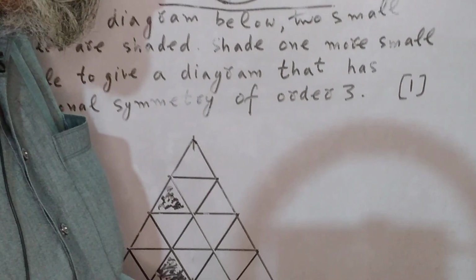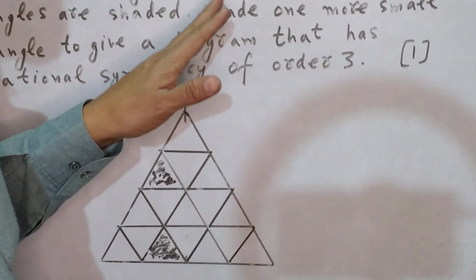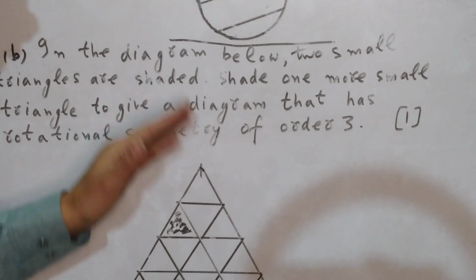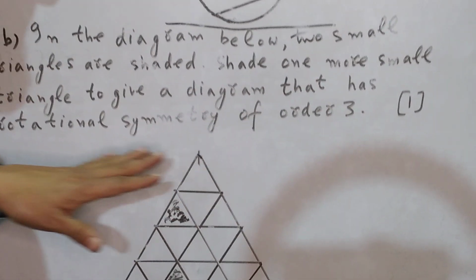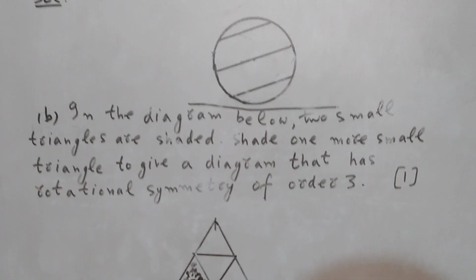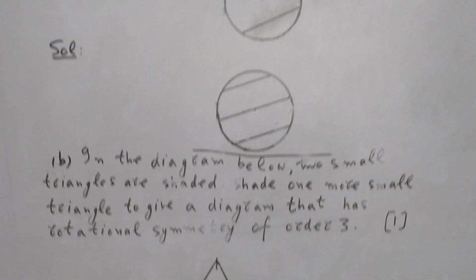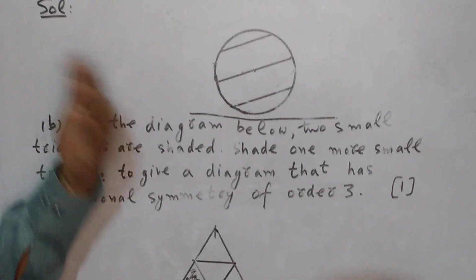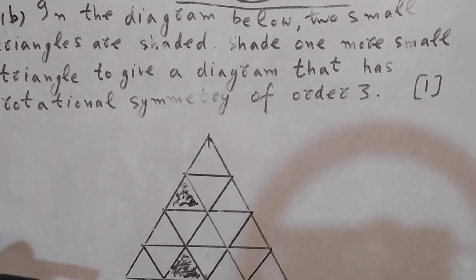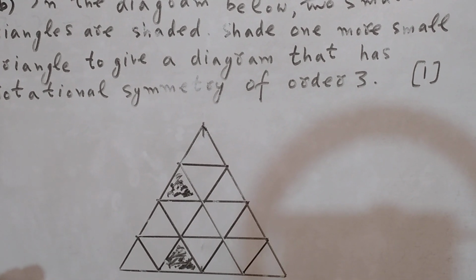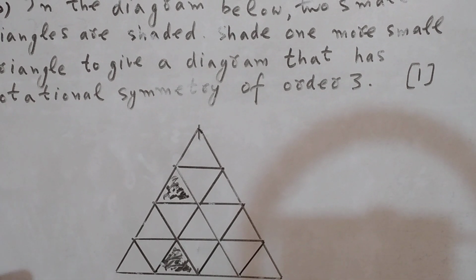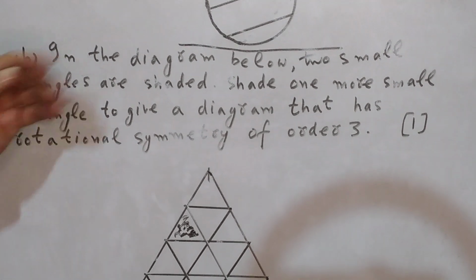So what you have to do is shade one more small triangle to give a diagram that has a rotational symmetry of order 3. So order 3 rotational symmetry is required here. If you rotate it 3 times, then its original position should be there, that is rotational symmetry of order 3. So we have to find the third small triangle which fulfills our requirement.